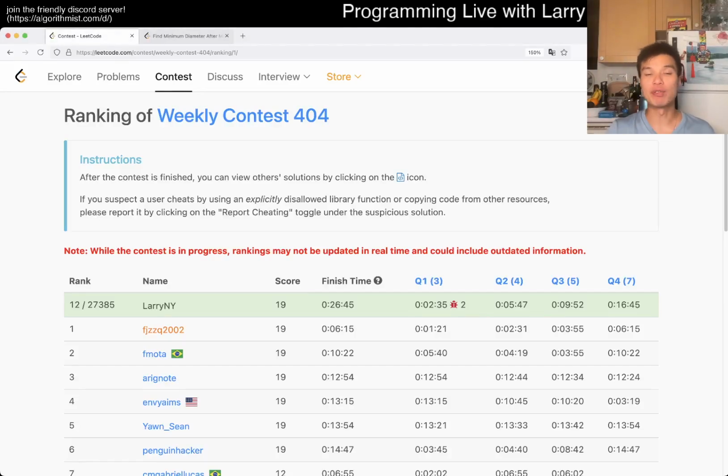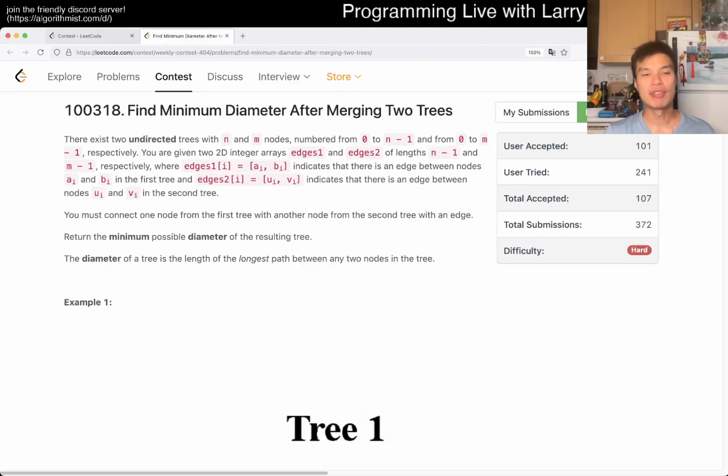This is me going with Q4 of the weekly contest for find minimum diameter after merging two trees.